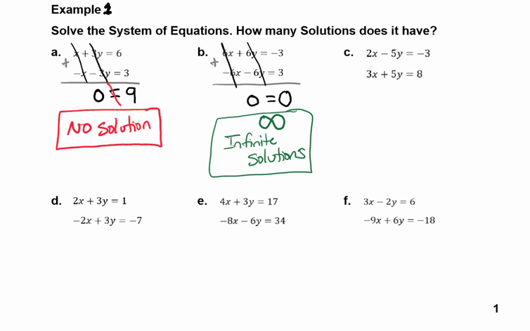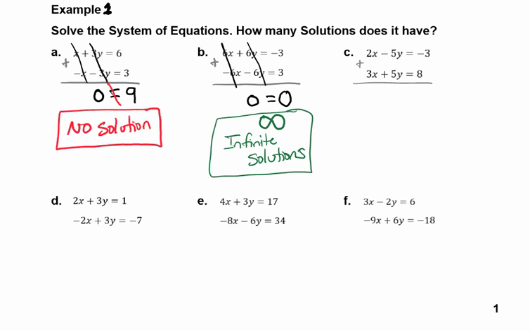So we see a situation where we can have no solutions, and a situation where we can have infinite solutions. So it is possible. Let's go on to letter C. Here we have 2x minus 5y equals negative 3 and 3x plus 5y equals 8. Our x's are not matching opposites, but our y's are. So we can go straight into adding these.